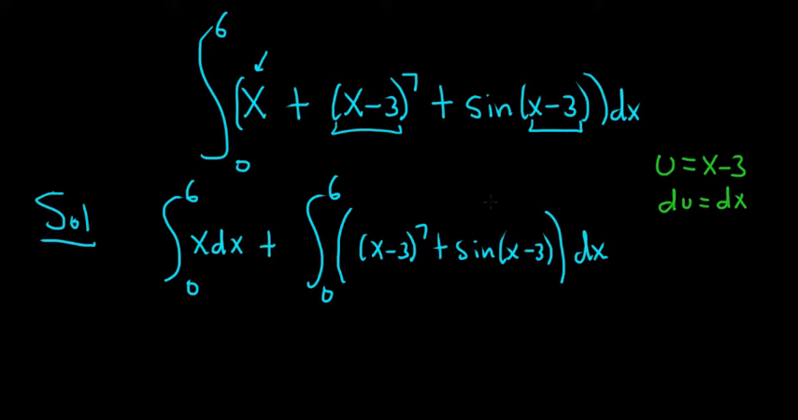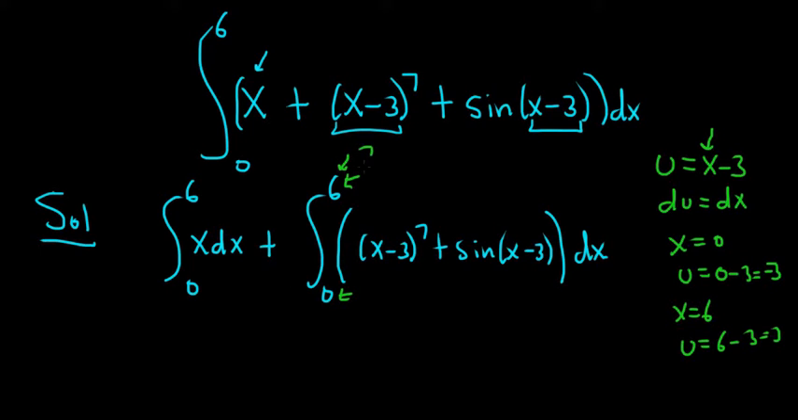Now, because we made a u sub and we have limits of integration, we're supposed to change them, right? Because these are x values here, so they have to become u values. So when x is 0, u, well, you plug in the 0 here, right? So it's 0 minus 3, so negative 3. And then we have to do the 6 also. So when x is 6, u is 6 minus 3, so that's 3. Okay, so this is going to become a 3, and this is going to become a negative 3.